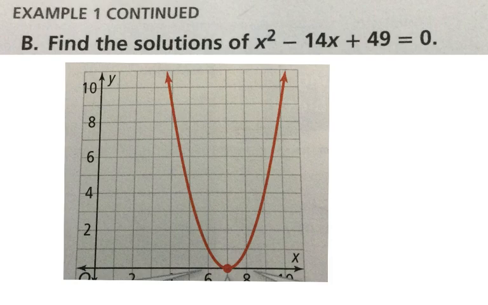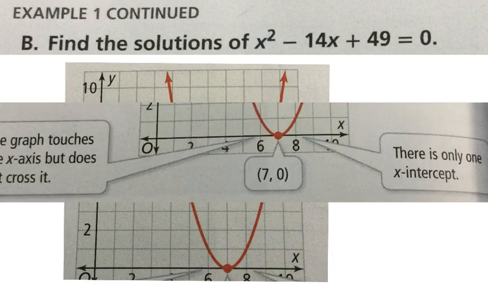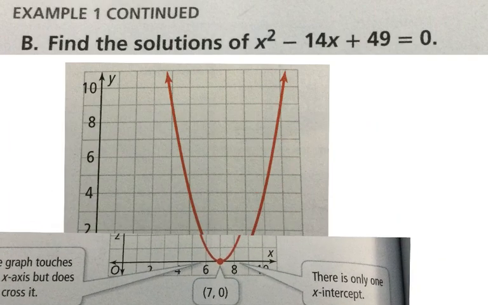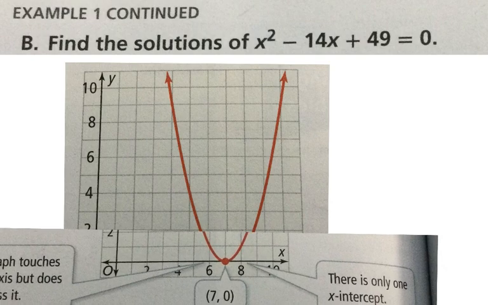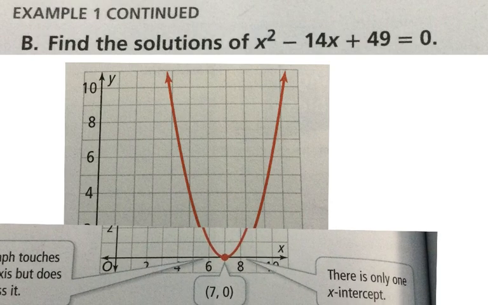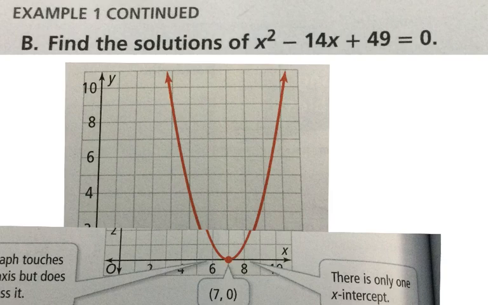So again, the things they want us to make sure we talk about, the graph touches the x-axis, but it doesn't cross it. And this time there's only one x-intercept, and it's at the point 7, 0. This is a special case. This only happens when the vertex is the x-intercept. All right, so we could have two x-intercepts. We could have one x-intercept.